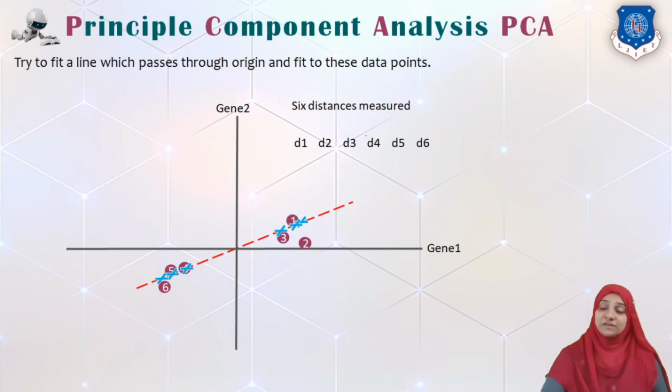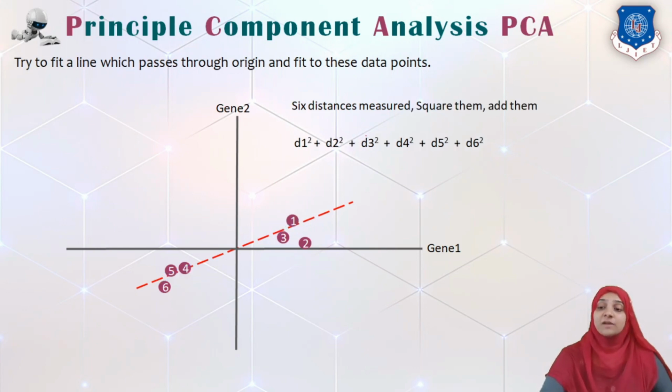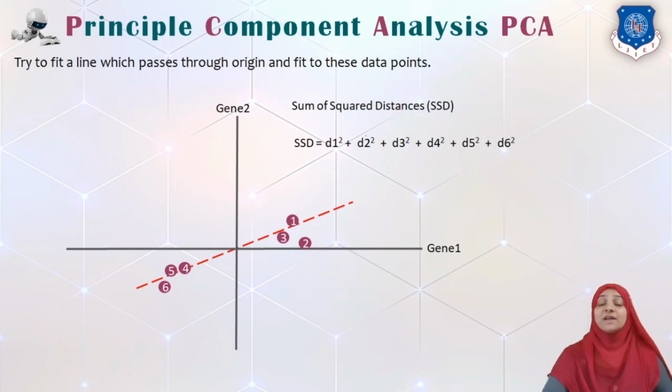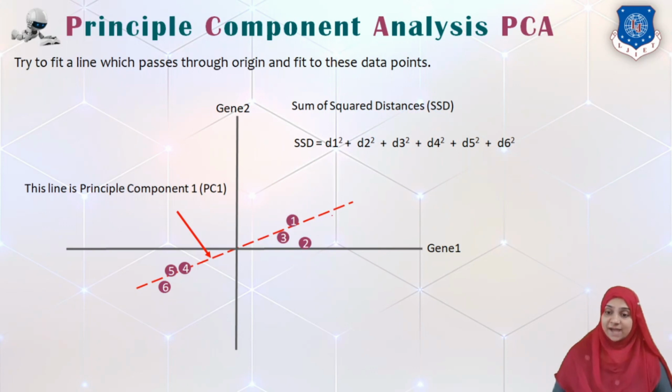What do we do with these distances? We square these distances and we add them. So the squared addition of the set of distances is called the sum of squared distances. And the line that we have fit, which best fits our data, is called principal component 1, or our first principal axis. We call it PC1.